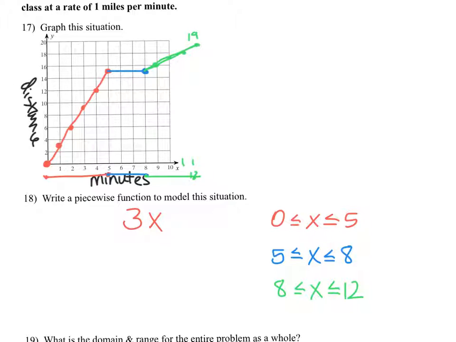For my blue equation, I am noticing that this is a horizontal line, so if I trace that all the way back, it looks like that would have been hitting the y-axis at 15, and so that's just 15 because it's a completely horizontal line.